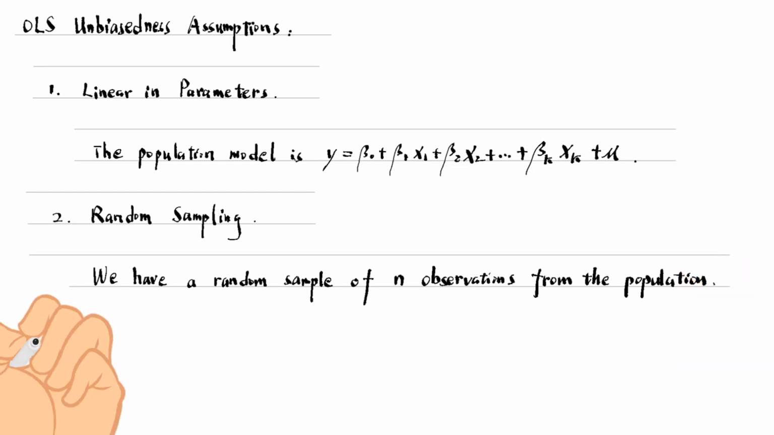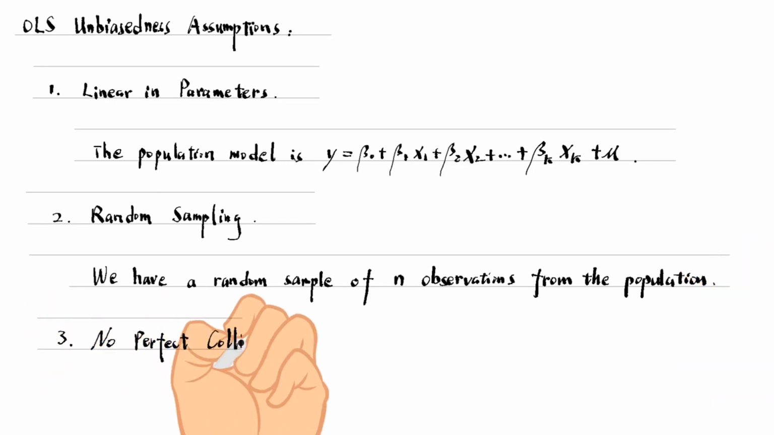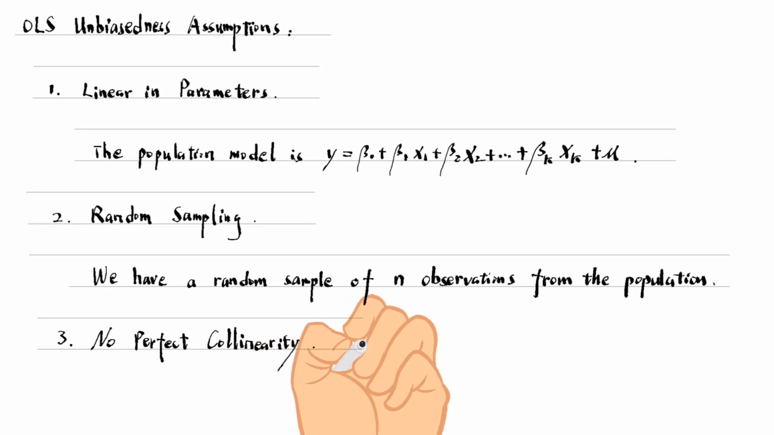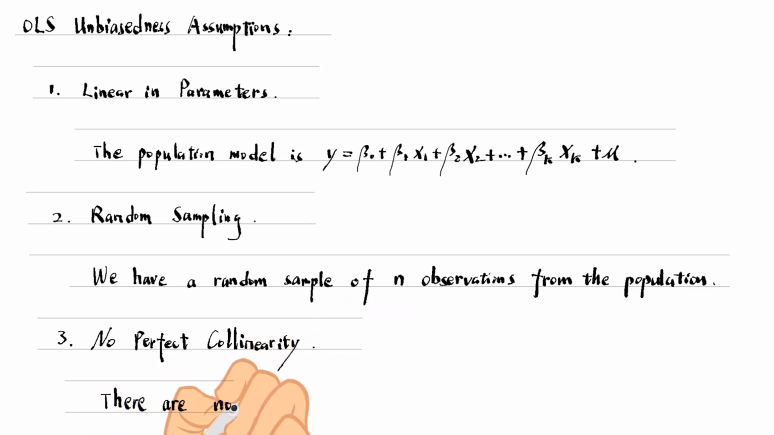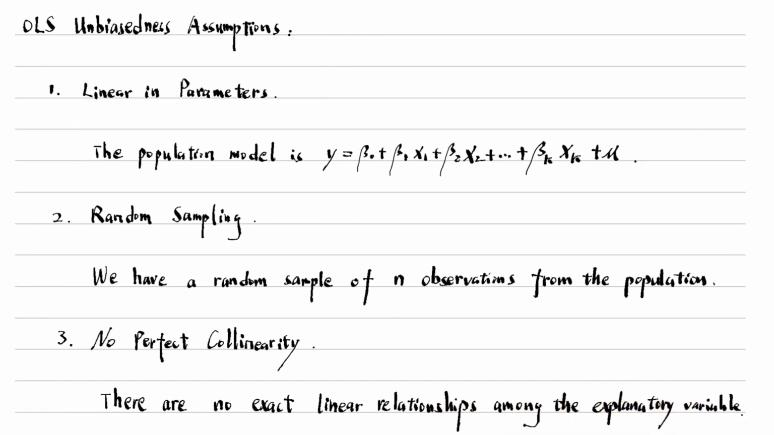The third assumption is no perfect collinearity. There are no exact linear relationships among the explanatory variables. This assumption allows us to compute the estimators. In the case of simple regression, there is only one explanatory variable. The no perfect collinearity assumption is equivalent to the variation in the explanatory variable assumption for simple regression.